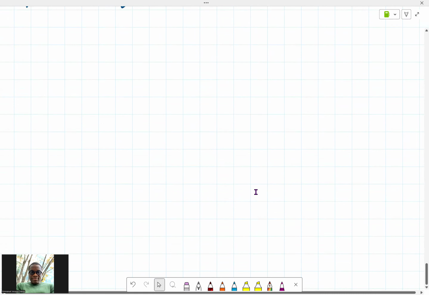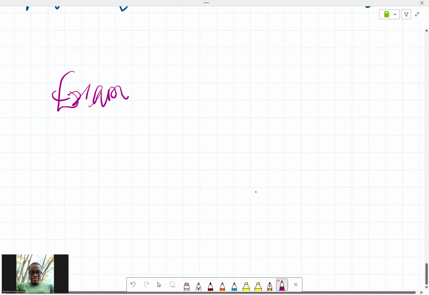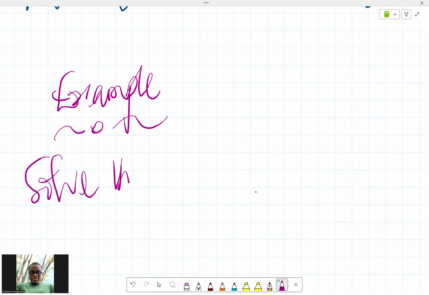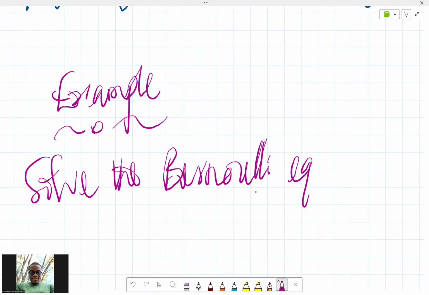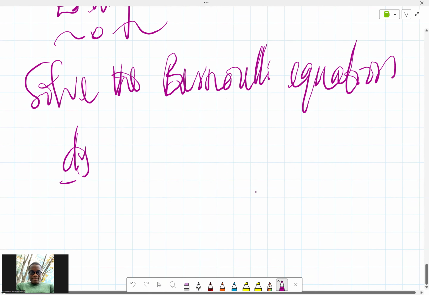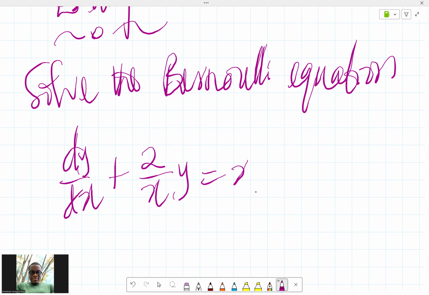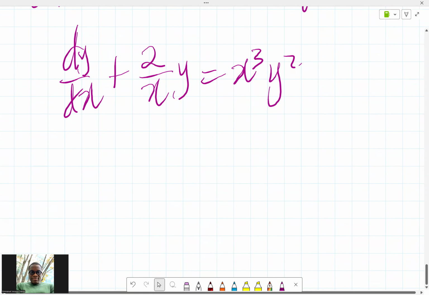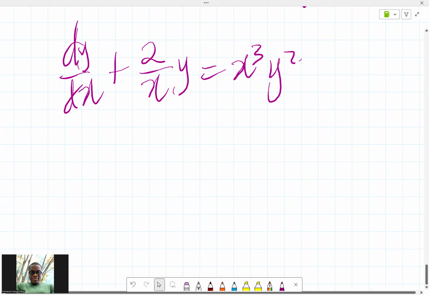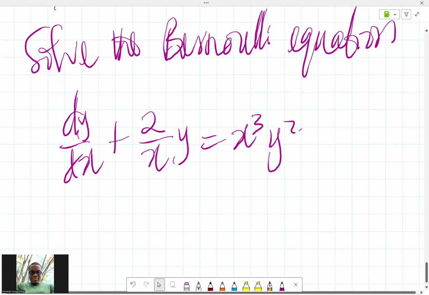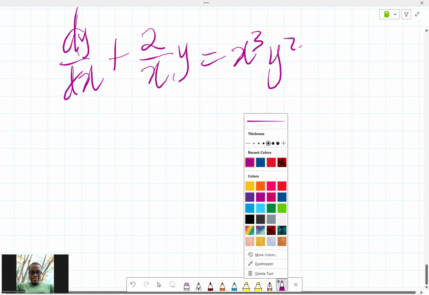Let's look at an example. Imagine that you need to solve the Bernoulli equation dy/dx, of course it's first order, plus 2 over x times y equals x cubed times y squared. It's nonlinear because of the y squared. If you have y raised to 1, then it becomes linear again. So imagine that this is what you have, and we need to deal with this.